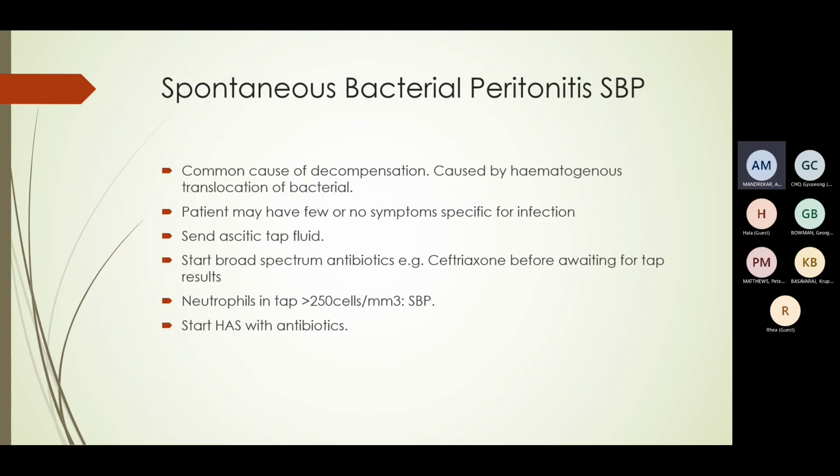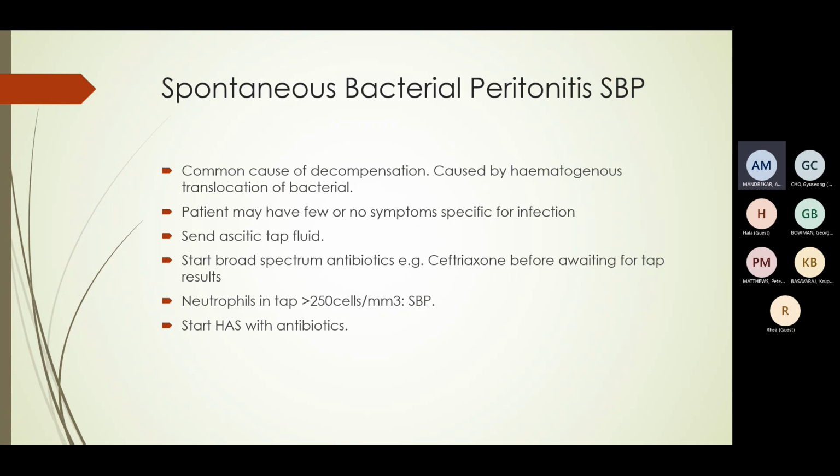So SBP, I'm going to put down my donut. One of the commonest causes of a decompensation of someone's chronic liver failure. And this is generally caused by haematogenous translocation of gut bacteria. Because these patients don't have particularly good immune systems, they don't necessarily mount particularly good responses, which really are the specific signs for infections. Their fevers, feeling generally rotten, that's caused by the inflammatory response. So they may have few or no symptoms. They may be completely asymptomatic with this bacterial peritonitis.